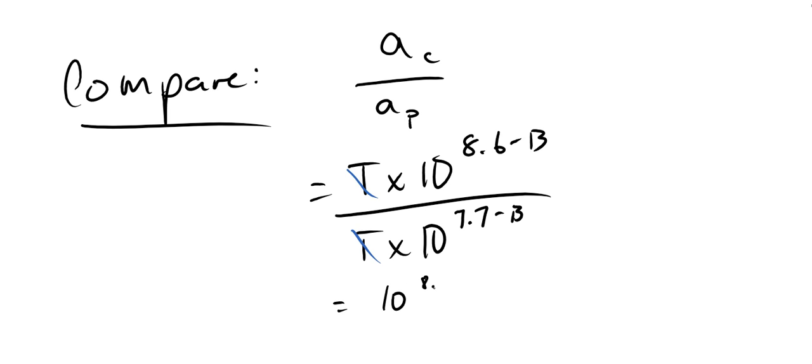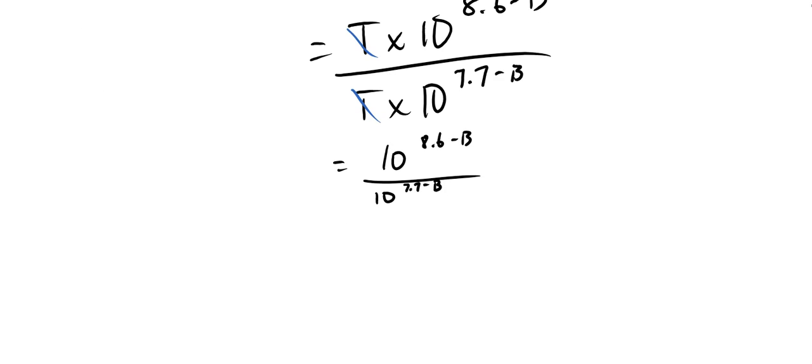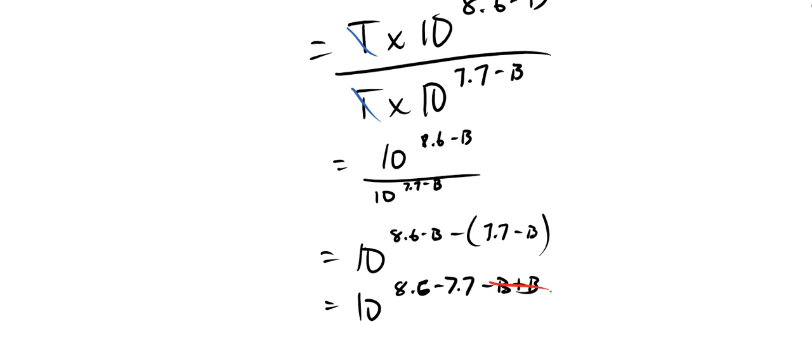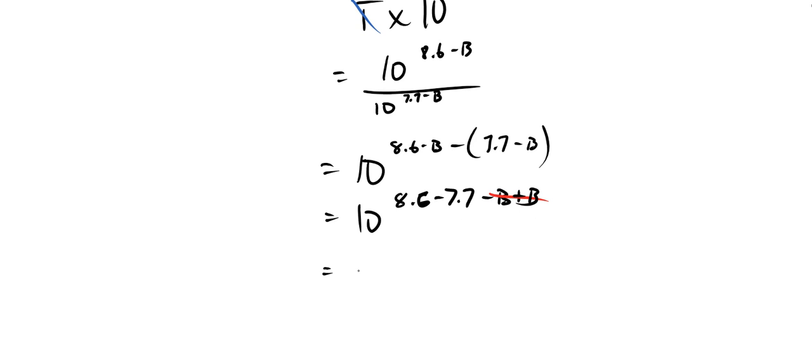And how do I divide powers of the same base? Subtract the exponents. So this is 10 to the exponent 8.6 minus B minus 7.7 minus B, which is 10 to the 8.6 minus 7.7 minus B plus B. So look at that. They're gone as well. That happens every time. We don't need to worry about those. What is 8.6 minus 7.7? 0.9.